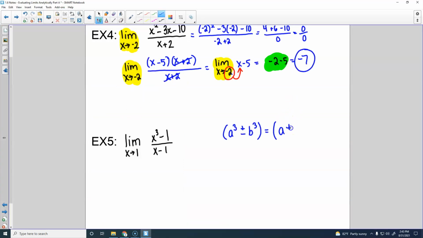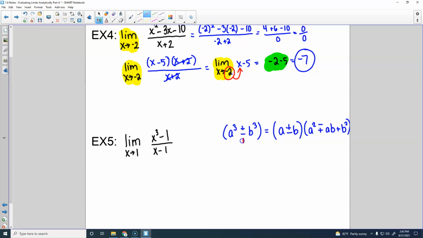A plus or minus b times a squared minus or plus ab plus b squared. Mr. Brown may have done it. Possibly. He wrote this down. He may have done it. I don't think so.